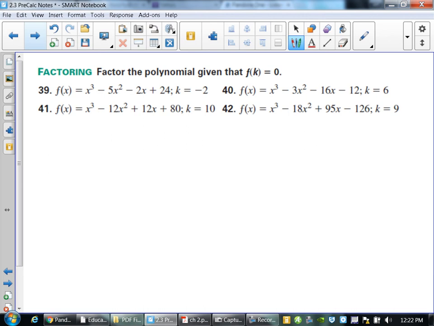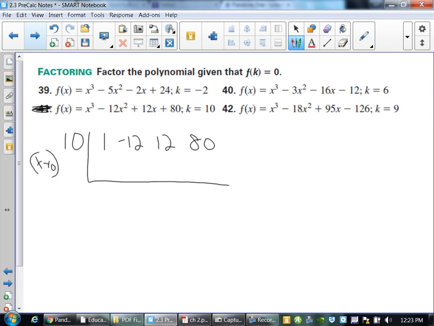Very good. I said 2. So what I want to do is look at number 41 here, and use synthetic division to factor it out completely, given that I know one of the zeros. If I know that one of the zeros is 10, for 1, -12, 12, 80, that means its term is x minus 10. So one of the terms of the factored form of that big cubic function will be x minus 10. What I need to do is figure out the other two parts. Well, that's where synthetic division comes in.